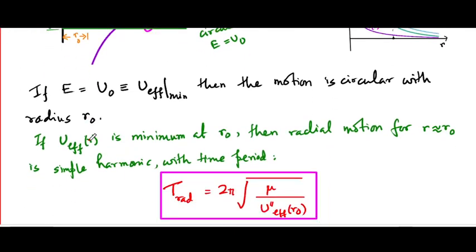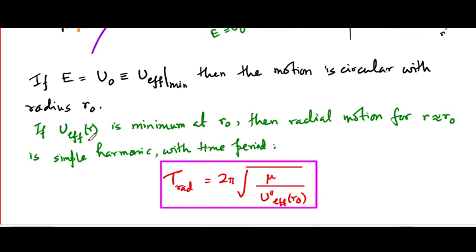And we figured out that the time period for that radial motion from r min to r max and back again to r min is given by twice pi times the square root of the reduced mass mu divided by the second derivative of the effective potential evaluated at r0. Note that r0 can be evaluated by setting the first derivative of U effective to 0. And because U effective is assumed to have a minimum at r0, U double prime effective at r0 is positive. And so there is no problem with this expression as far as the sign is concerned.